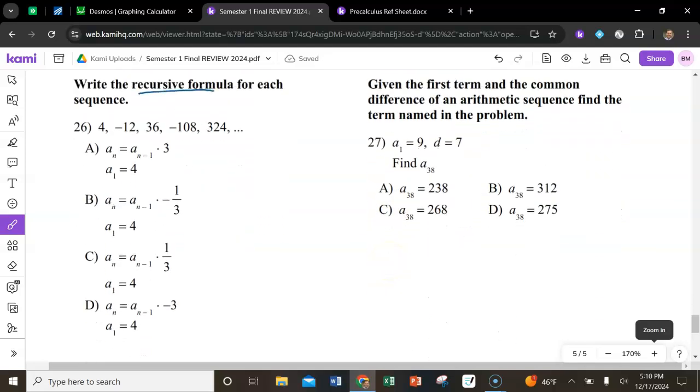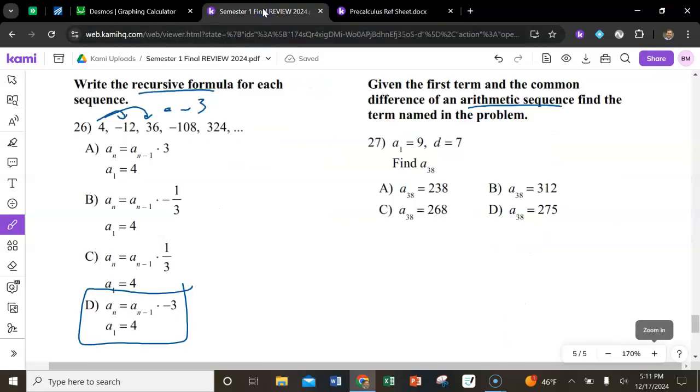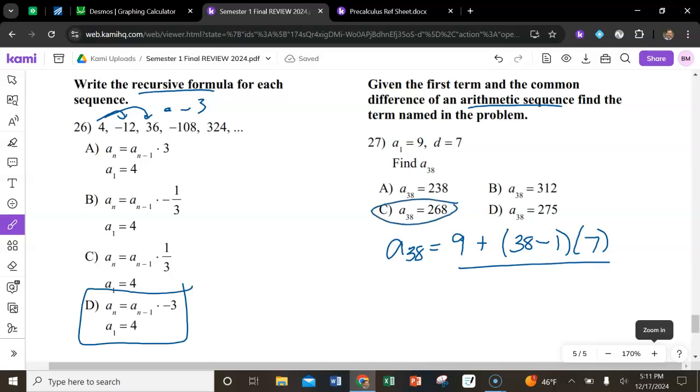26, recursive formula, you're just saying what the pattern is. From one term to the next, it's multiplication by -3, which means D is the correct answer. That's the one that says we're multiplying by -3. 27, arithmetic sequence, we just want to find the 38th term. So on your reference sheet, you've got nth term of an arithmetic sequence, use this formula. So I'll copy that down. The 38th term is the first term plus 38 minus 1 times the common difference of 7. If you type all that into the calculator, you get 268.